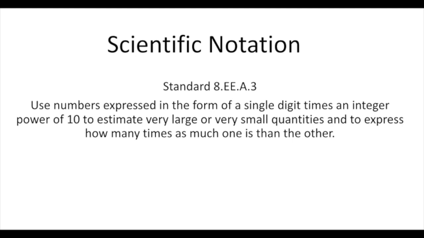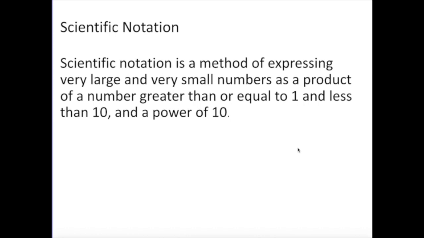We need to be able to use numbers expressed in the form of a single digit times an integer power of 10 to estimate very large or very small quantities and to express how many times as much one is than another. Scientific notation is a method of expressing very large and very small numbers as a product of a number greater than or equal to 1 and less than 10 and a power of 10.